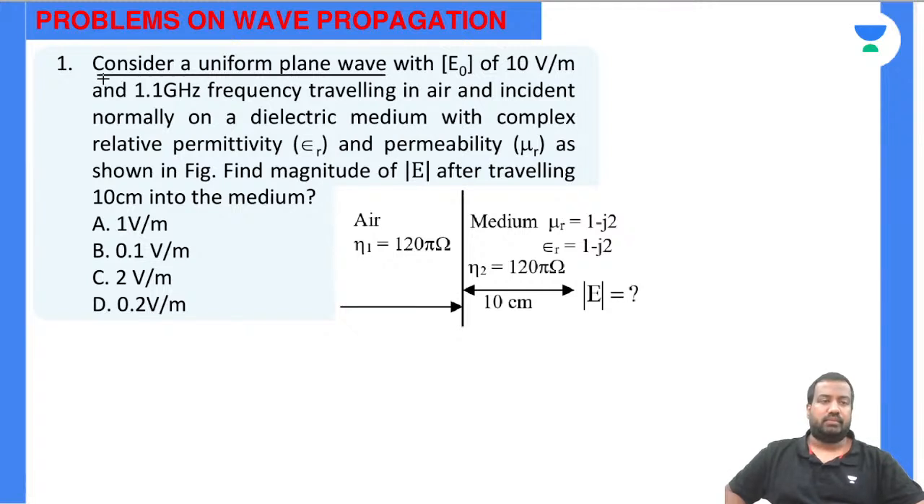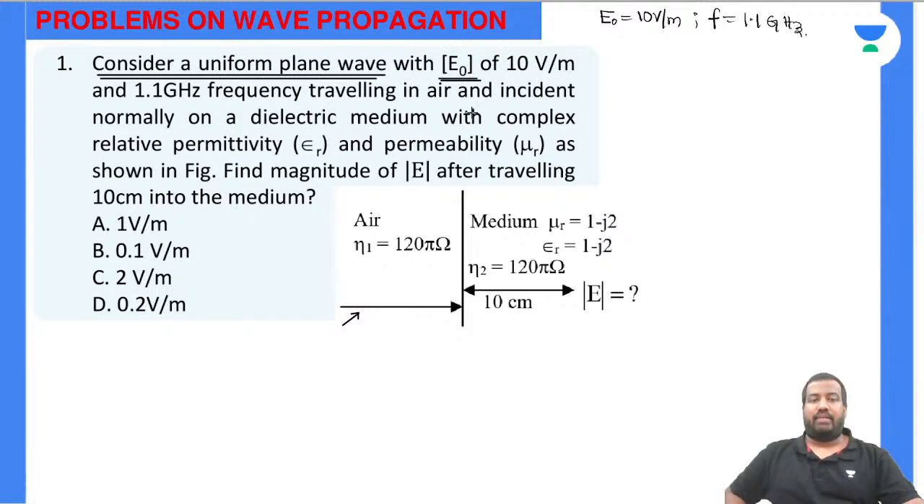Consider a uniform plane wave, this one, with amplitude E naught of 10 volt per meter and frequency 1.1 gigahertz, traveling in air, eta 120 pi, and incident normally on a dielectric medium with complex relative permittivity and permeability epsilon r and mu r as shown in the figure.